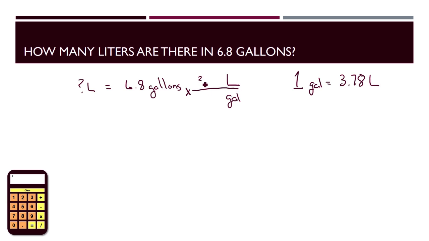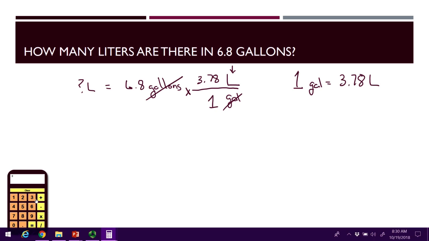So the numbers are that there are 3.78 liters in every 1 gallon. Gallons in the numerator and the denominator cancel, and so the only unit that I'm left with is liters. So now I just need to do the math, which is going to be 6.8 times 3.78, and then we'll divide that product by 1, which is, again, just the same number.